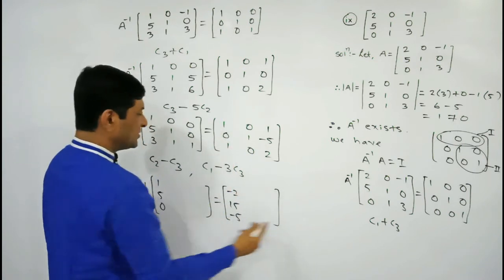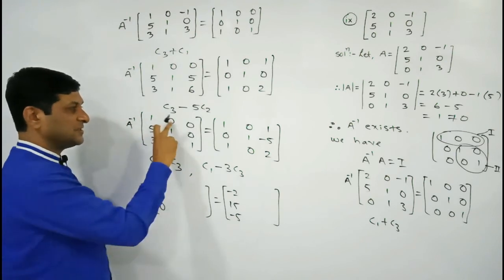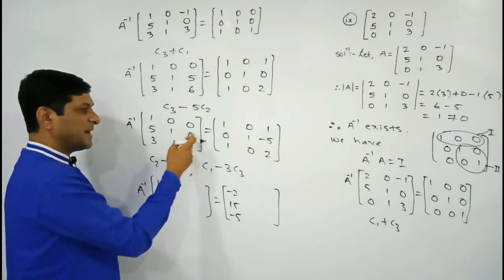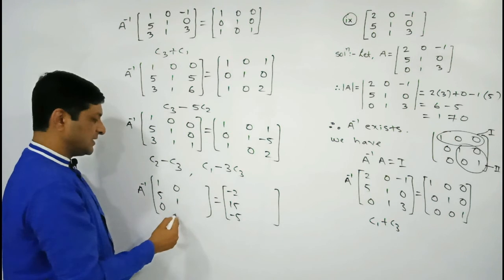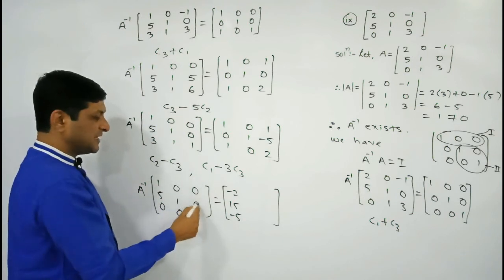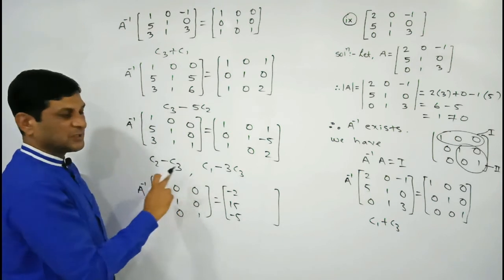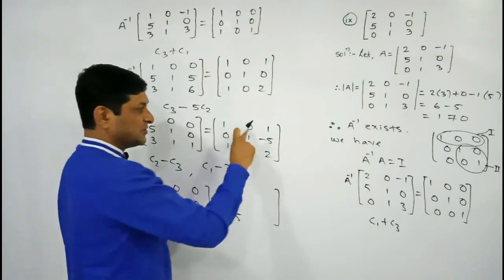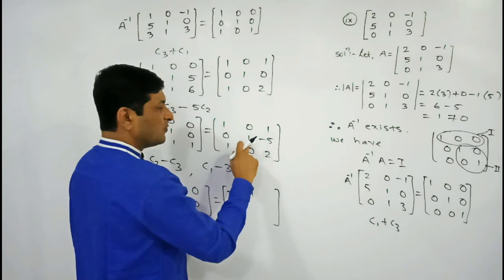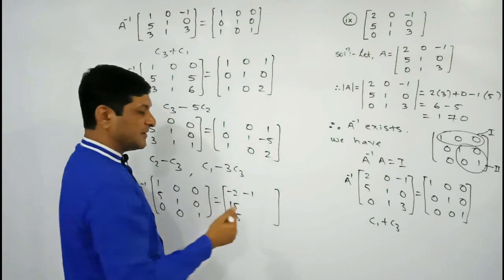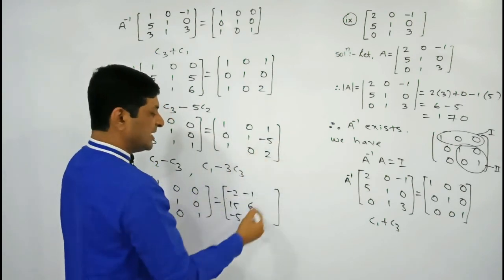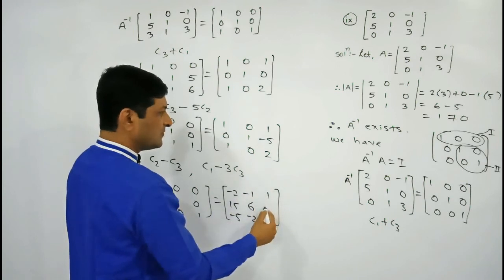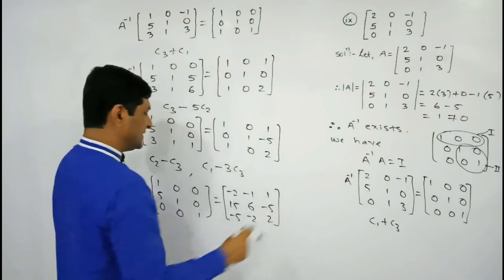Now the next operation is on C2. C2 minus C3: 0 minus 0 is 0, 1 minus 0 is 1 and 1 minus 1 is 0. Keep the elements of C3 as they are. Perform the same operation on C2 on this side also. So what is our operation? C2 minus C3. 0 minus 1 is minus 1. 1 minus minus 5 means plus 5, so 1 plus 5 is 6, and 0 minus 2 is minus 2. Keep the elements of C3 as they are.